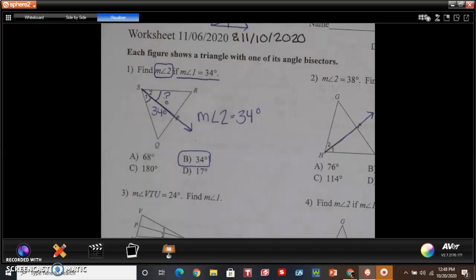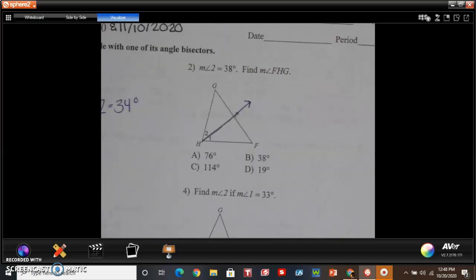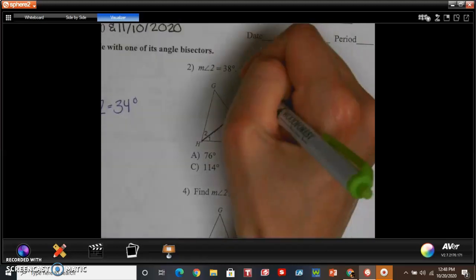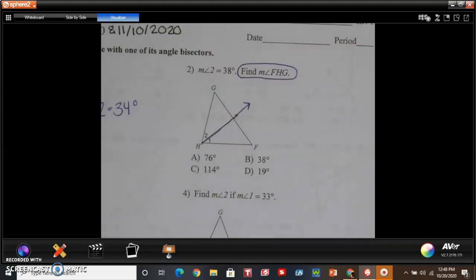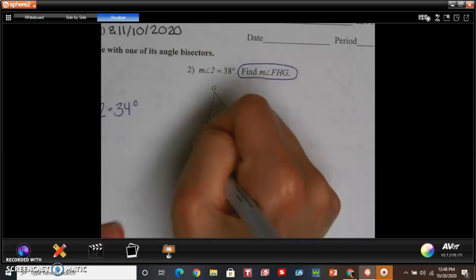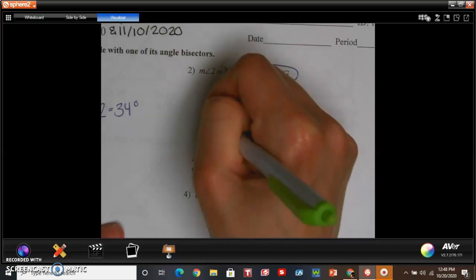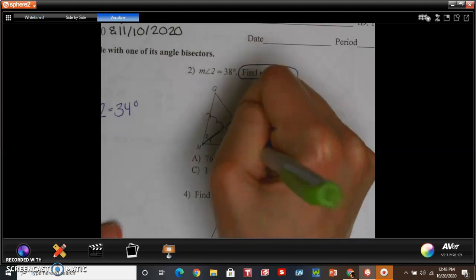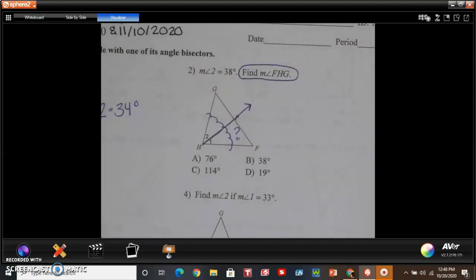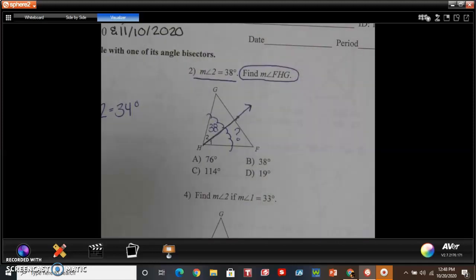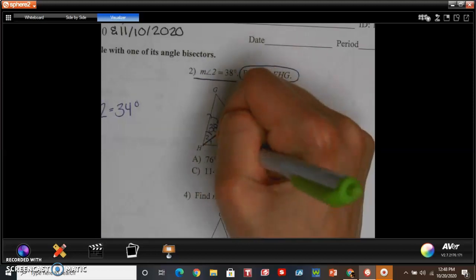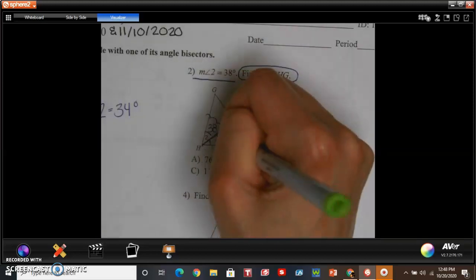All right, let's look at number 2. Okay, for number 2, they want us to find the measure of FHG. So FHG, this entire thing is what they want to know. They want to know the whole angle. And they tell us that the measure of angle 2 is 38. Now remember, this is an angle bisector, which means whatever angle 2 is, angle 1 is the same. So this is also 38.